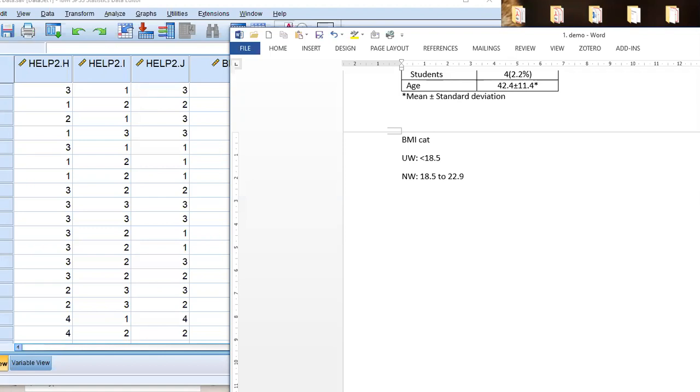Then obese category 1. Very obese, not overweight. Overweight, sorry. You should know. What's that? Overweight, above 25? What happened between 22.9 and 25? What's the overweight category? Normal weight is 18.5 to 22.9. After that, overweight is 23 to 25. Next.